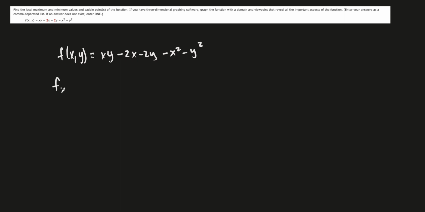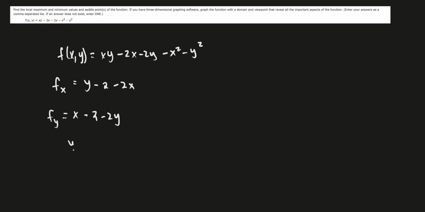We want to find our partial derivatives, so let's do that. The partial derivative with respect to x is treating y as a constant, so this is going to be y minus 2 minus 2x. Let me make sure that's correct. Treating y as a constant, x is 1, so it's just y, minus 2. Okay, that's correct. And then for y, treating x as a constant, it's just going to be x minus 2 minus 2y. Very similar to the previous one, just replacing the x's with y's.